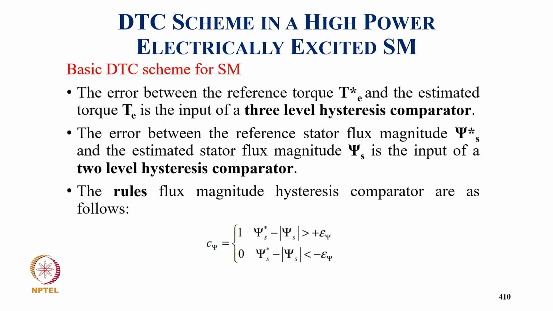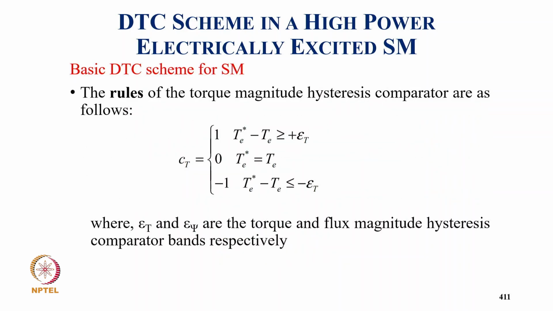So coming now to the error between the reference torque T star and the estimated torque, which is the input to the 3-level torque controller, and the error between the reference flux phi S star and the estimated flux, which is the input to the 2-level flux controller. The rules for the flux are: phi equal to 1 if phi S star minus phi S is greater than eta, or 0 if phi S star minus phi S is less than minus eta.